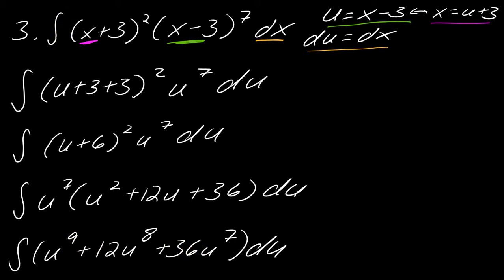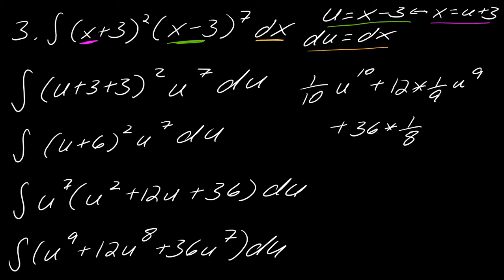Okay, so now this will become 1/10 u to the 10th plus 12 times 1 over 9 u to the 9th plus 36 times 1 over 8 u to the 8th plus c. And so now I can replace all those u's with x's.